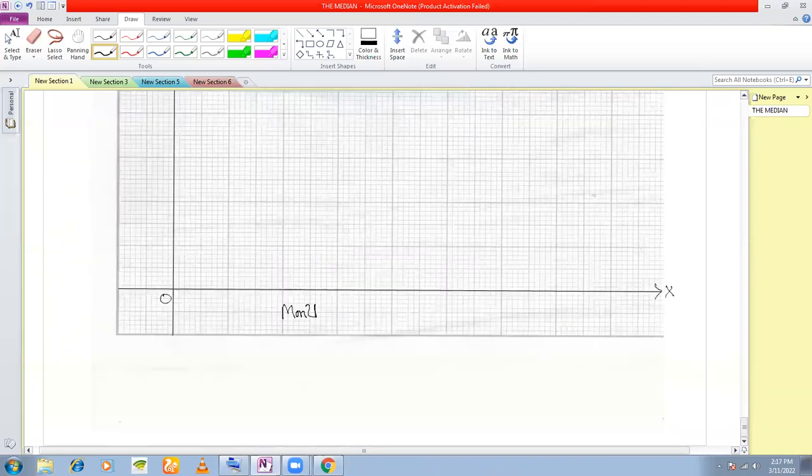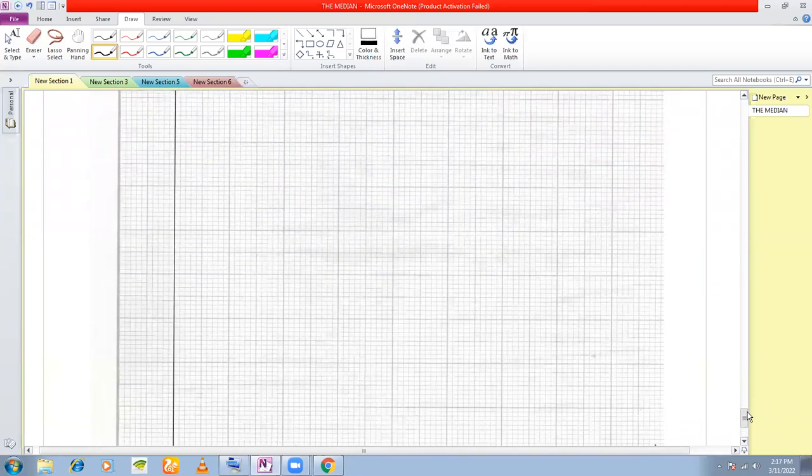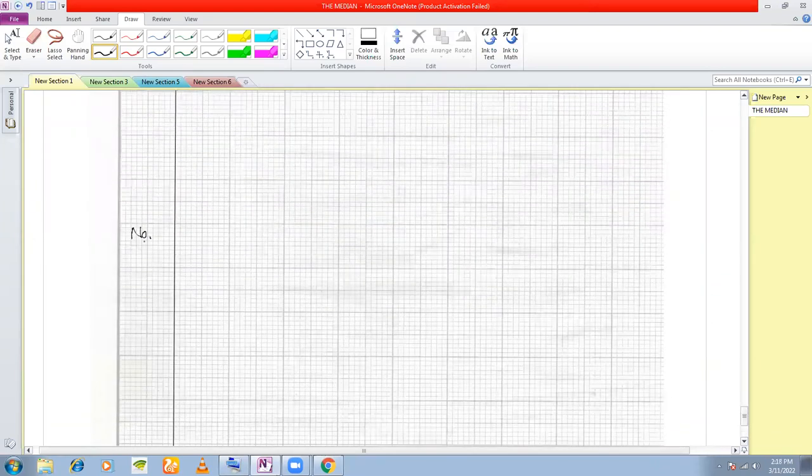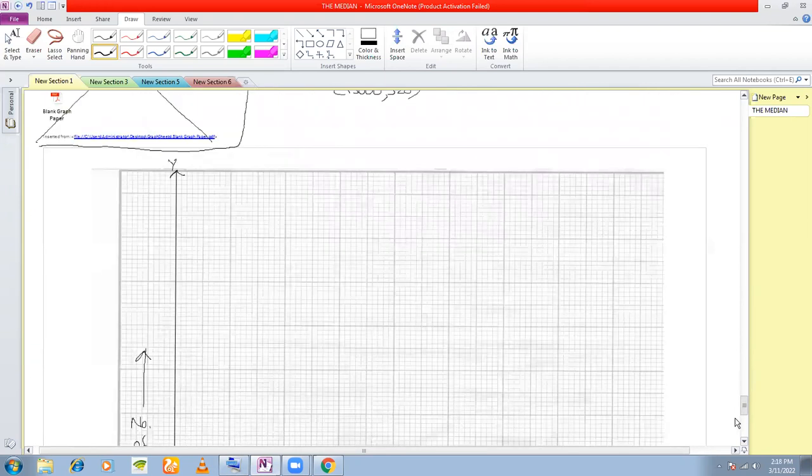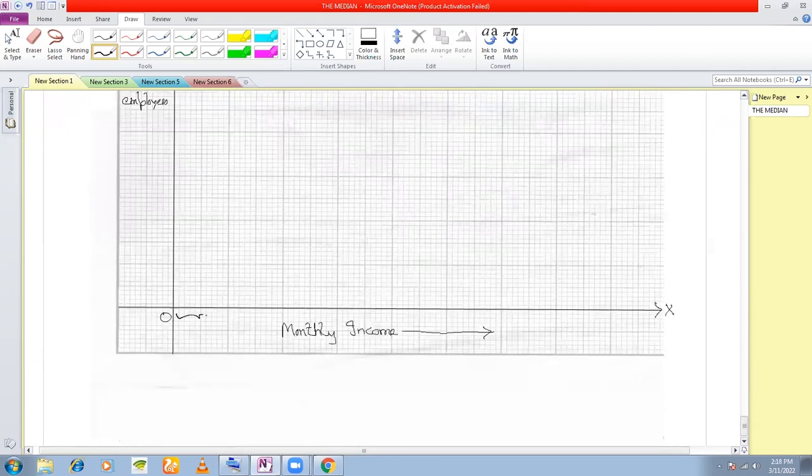Monthly incomes. And on the y-axis, we are going to plot the number of employees. Now the scale is already given to you. What is the scale? 2 centimeter is equal to rupees 1,000 on the x-axis, where rupees is the monthly income. So how much is 2 centimeter here? This is 2 centimeter in the graph, and 10 divisions is 2 centimeter.